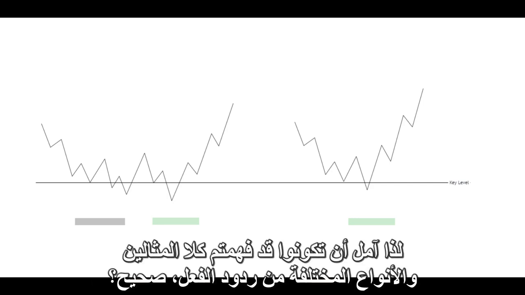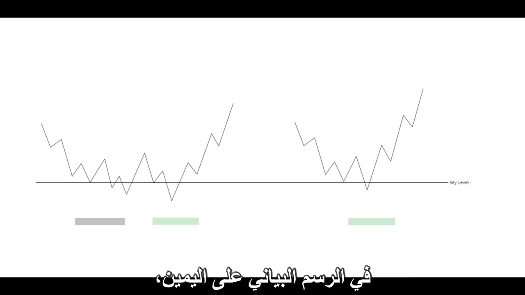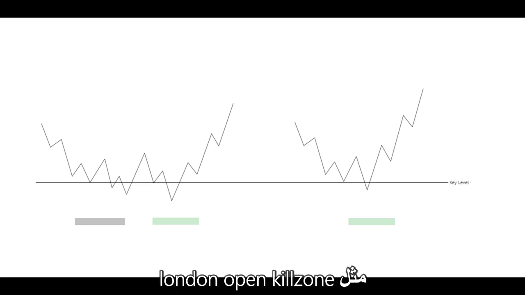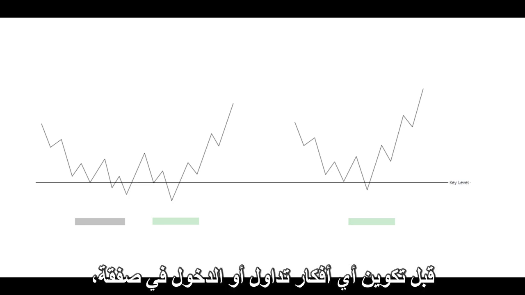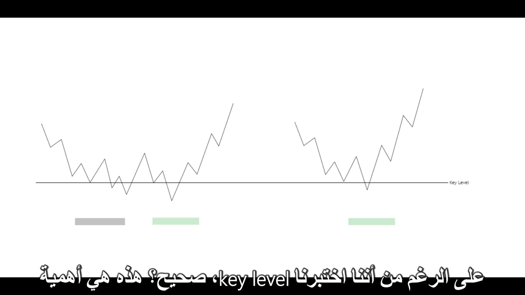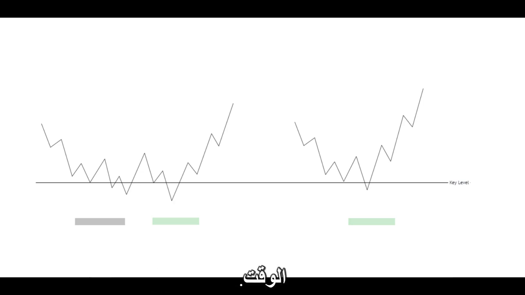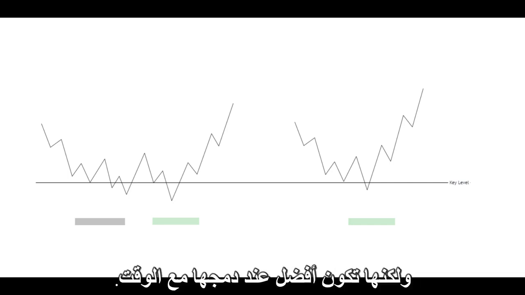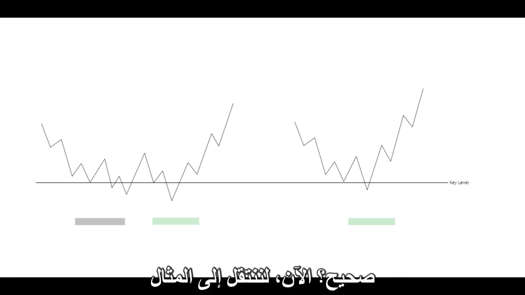So, hope you understood both the examples and the different types of reactions, right? In the graphic on the right, what you would have done is that you would have waited for a key time such as the London Open zone before forming any trading ideas or taking a trade, even though you tested a key level, right? That's the importance of a key level. That's the importance of time. Key levels and turtle soup on their own are good, but they are best when combined with time, right? Now let's move on to the next example.